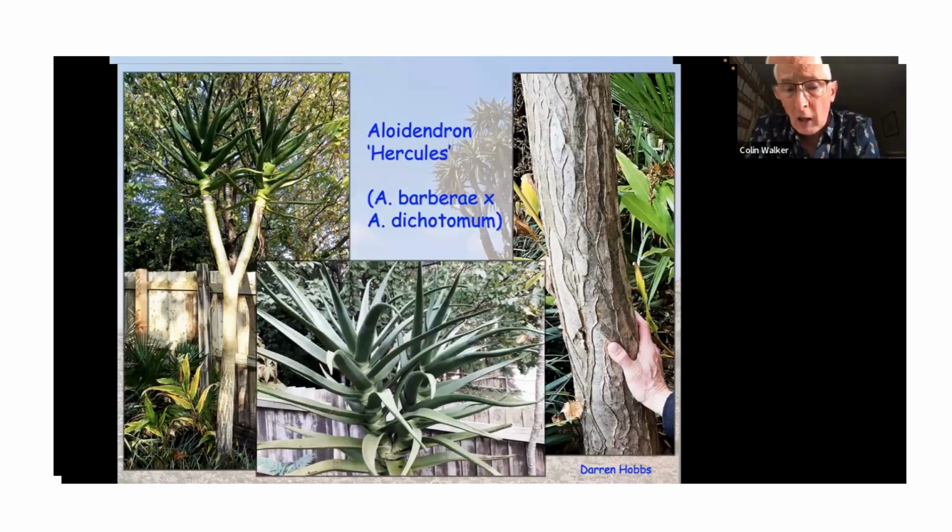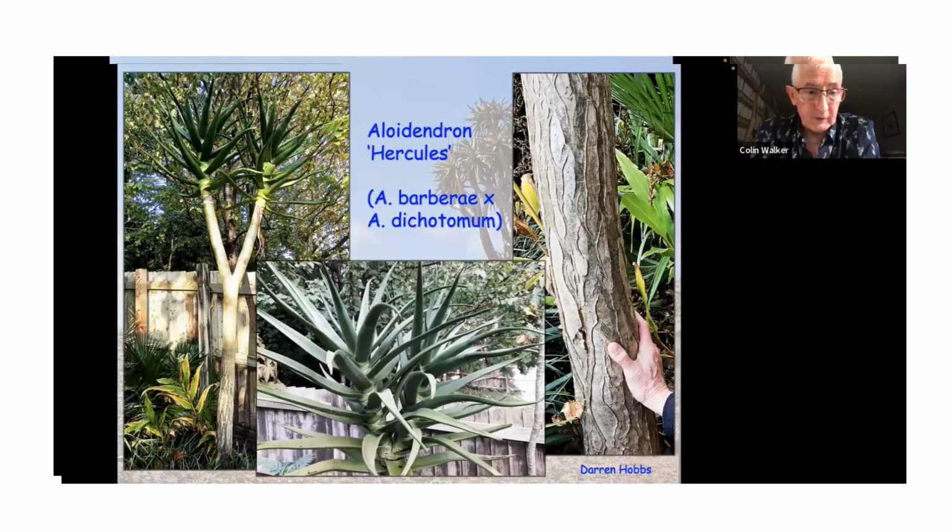So this is an artificially produced hybrid, Aloidendron barbarae crossed with Aloidendron dichotomum, and a Brit called Darren Hobbs actually grows this in his garden in South Wales. And Darren published an article in March this year in an online journal called the Cactus and Succulent Review. So this was the first I heard of this hybrid. So this is Darren's plant in his garden in South Wales.